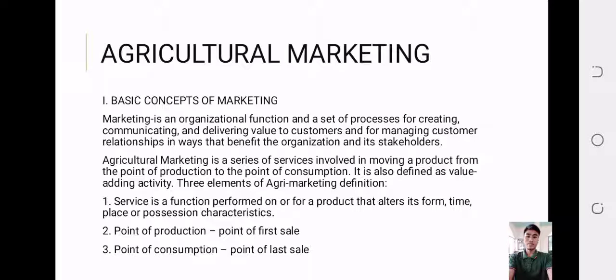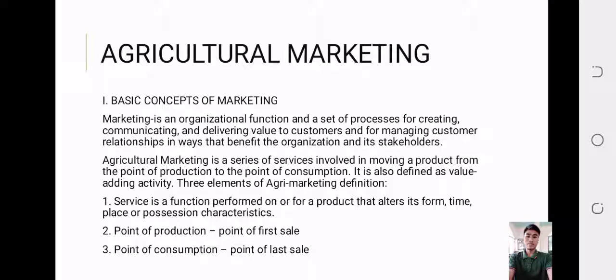Agricultural market. Basic concept of market. Marketing is an organizational function and a set of processes for creating, communicating, and delivering value to customers and for managing customer relationships in ways that benefit the organization and its stakeholders. Agricultural marketing is a series of services involved in moving products from the point of production to the point of consumption.